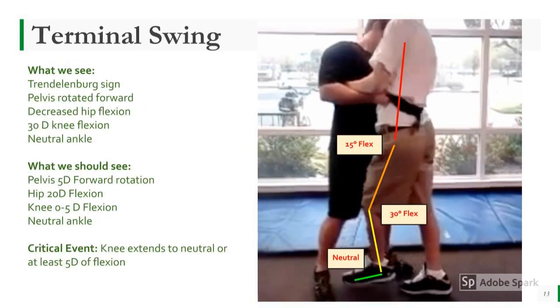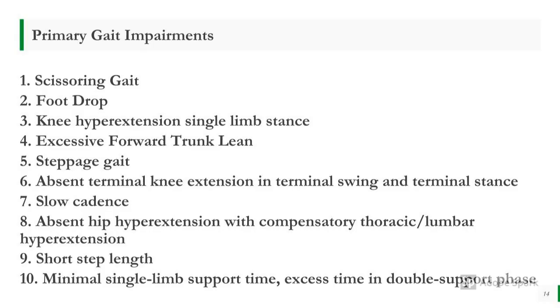Terminal swing is marked by continued knee extension as the leg reaches forward to achieve proper step length and to prepare for initial contact. Hip flexion is controlled eccentrically by the hamstrings. The knee extension, or 5 degrees of flexion, is controlled by the quadriceps, and the pretibials maintain the ankle in neutral. In the snapshot above, the patient does have almost enough hip flexion for this phase, but is severely lacking full knee extension, keeping him from achieving the critical event.